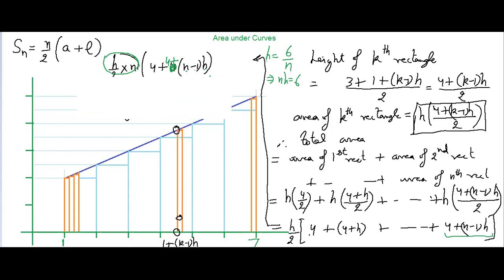So n into h, I am telling, n into h is 6. So this is 6 divided by 2. Multiply by 4 plus, we multiply h inside. So this is also nh minus h. This 2 cancels. 3 multiplied by 4 plus 4, that is 8. We can simply write it as 8 plus nh is again 6. So 6 minus h.